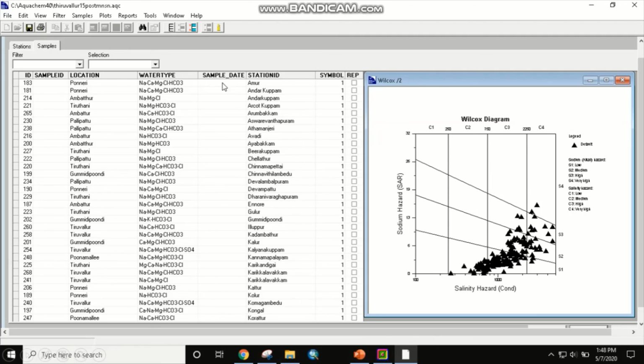So if you see, this is the layout of the Wilcox diagram in Aquachem software. Here you see sodium hazard and salinity hazard. Sodium hazard in terms of the SAR value is given over here, and salinity hazard in terms of conductivity is given over here. So they have given C1, C2, C3, C4, and here S1, S2, S3, S4. These types of diagrams we have seen in one of our research articles. The same types of diagram we have seen. So let's have a look at our next one.